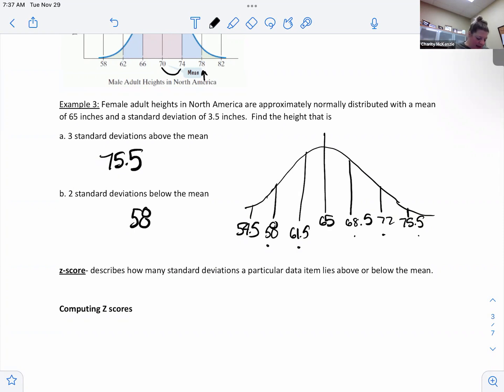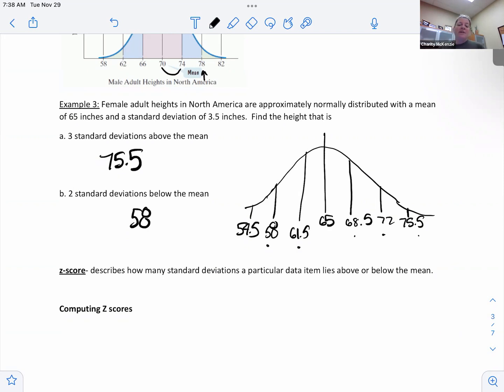And then I am 1 standard deviation above. I've always considered myself slightly tall, but I'm only 1 standard deviation above. There's got to be women way taller than me.